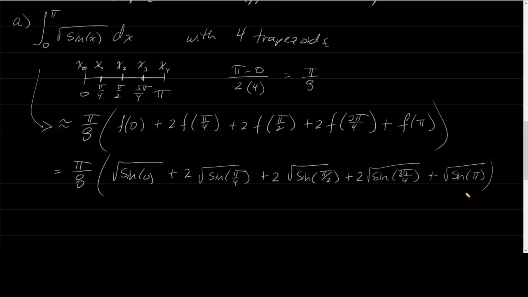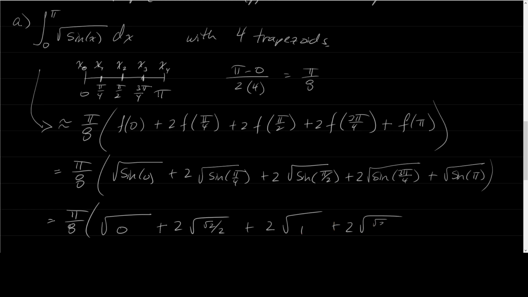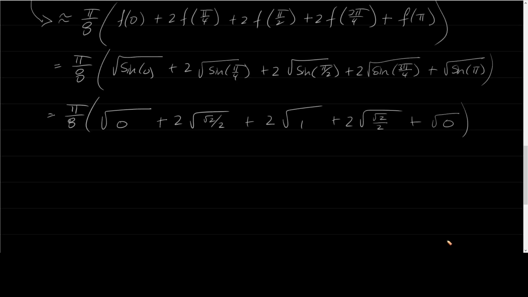Now, at this point, let's evaluate the inside of each of those square roots. Sine of 0 is 0. Sine of pi over 4 is radical 2 over 2. Sine of pi over 2 is 1. Sine of 3 pi over 4 is radical 2 over 2. And finally, sine of pi is 0. So let's combine like terms now. This 0 goes away, this 0 goes away, because the square root of 0 is just 0, so that's gone. So what do we have left?